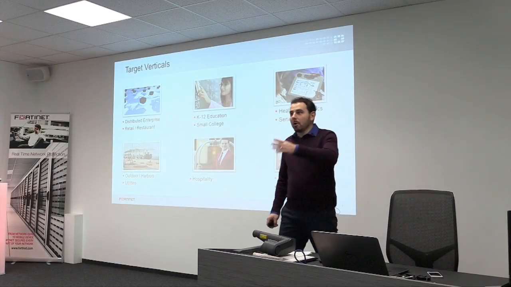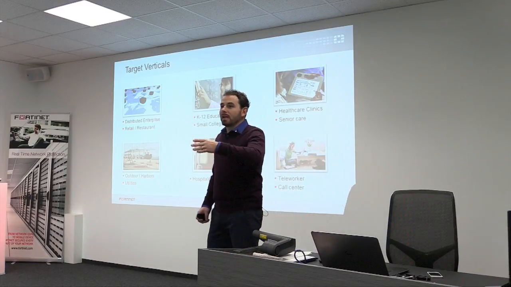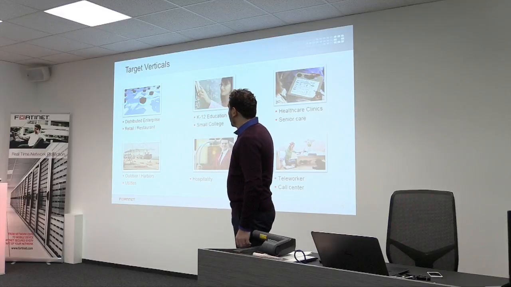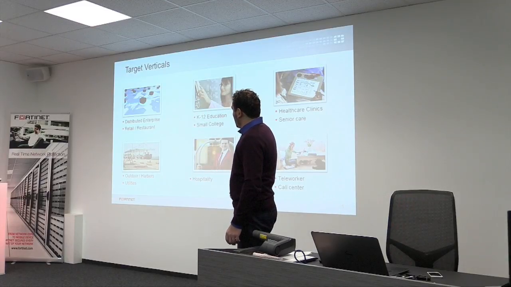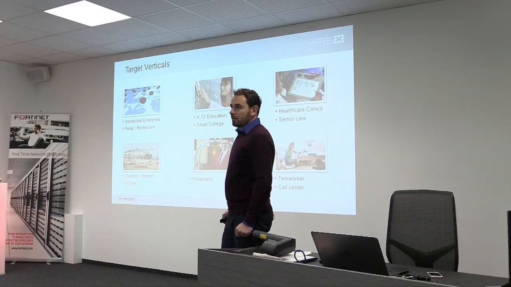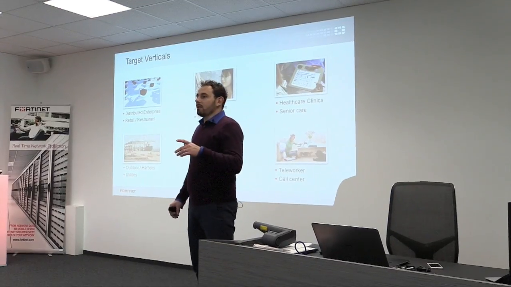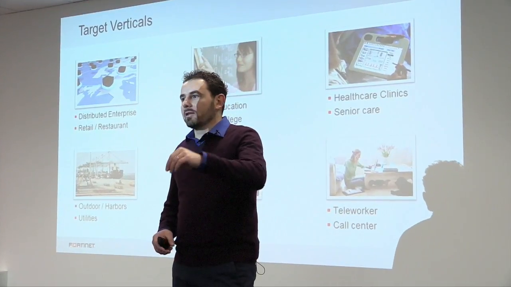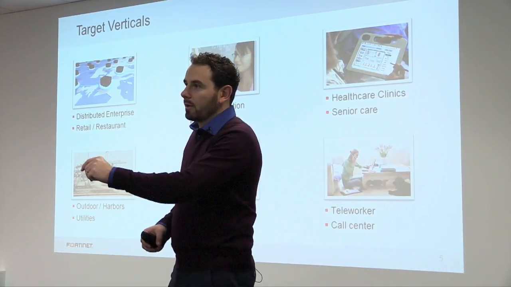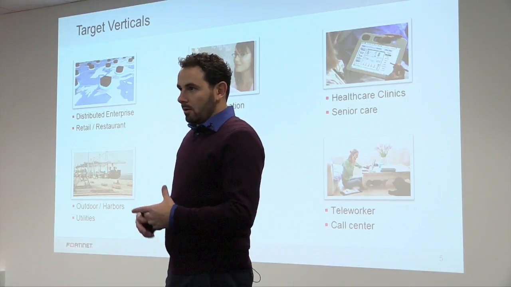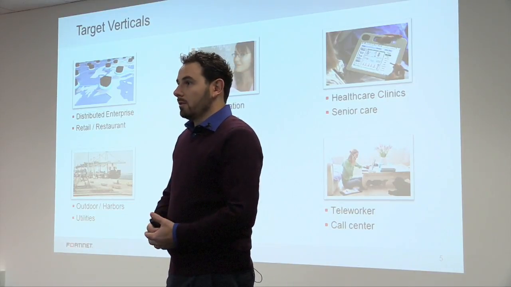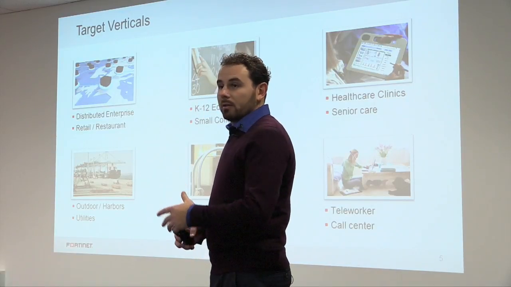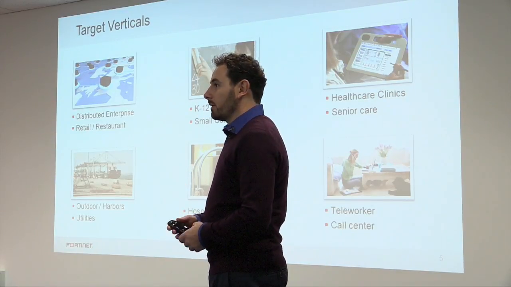So, talking about verticals now. Where would that fit best? Retail, that I mentioned, distributed enterprise. Imagine the retail, you have multiple stores and they have the point of sales equipment, printers. All of that, you can easily use the switch to interconnect them, and also with the FortiGate as the security point.